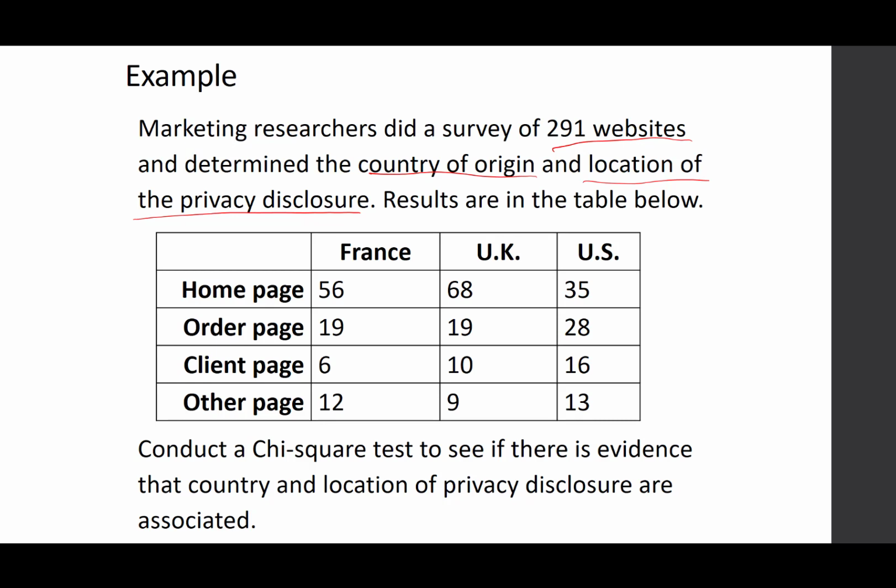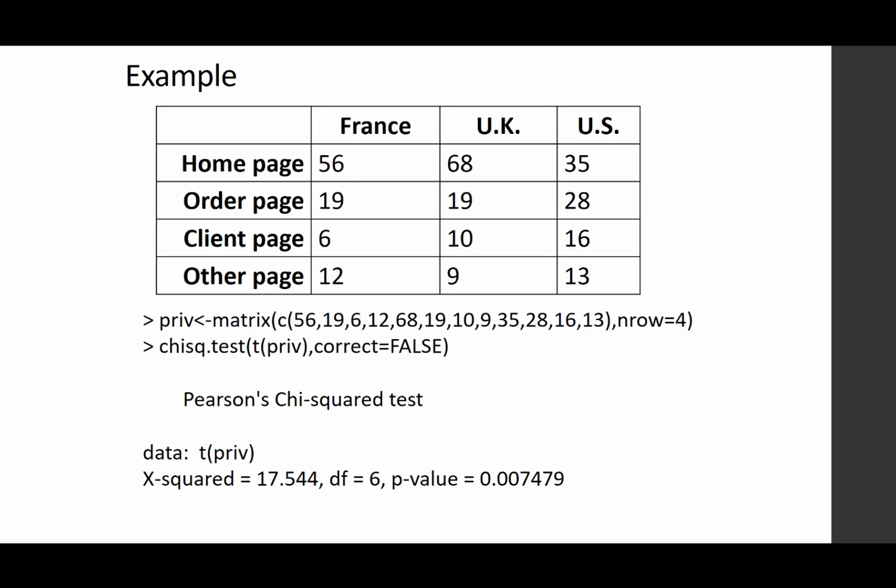In this case, we have one sample with two variables. We can go either way. We've got an idea of the probability that a website comes from each of those countries, and we also have a probability of where the privacy disclosure is located on a web page. So we can do either of the conditional probabilities.